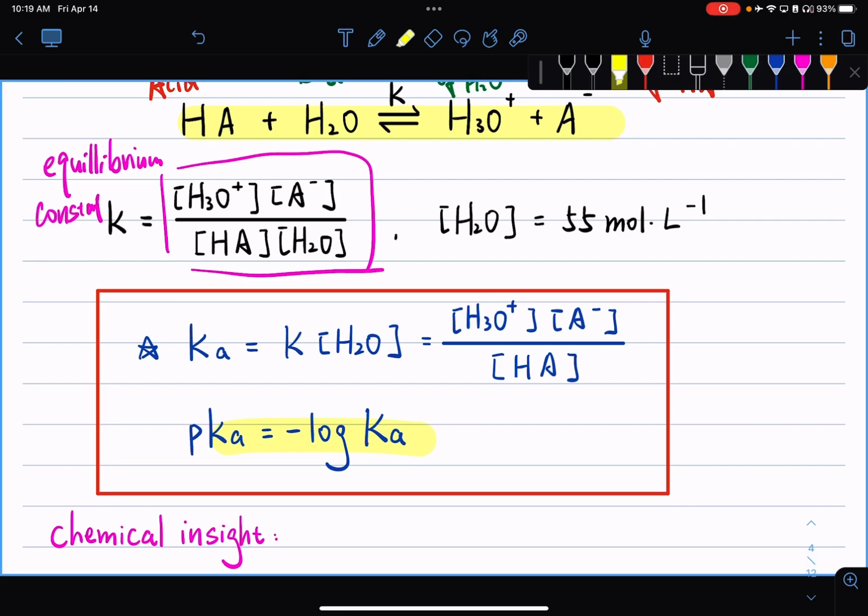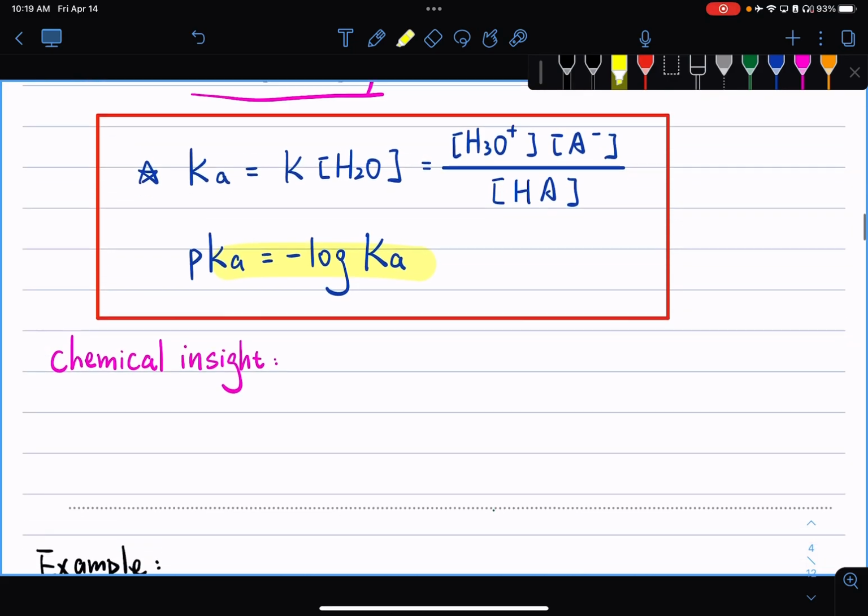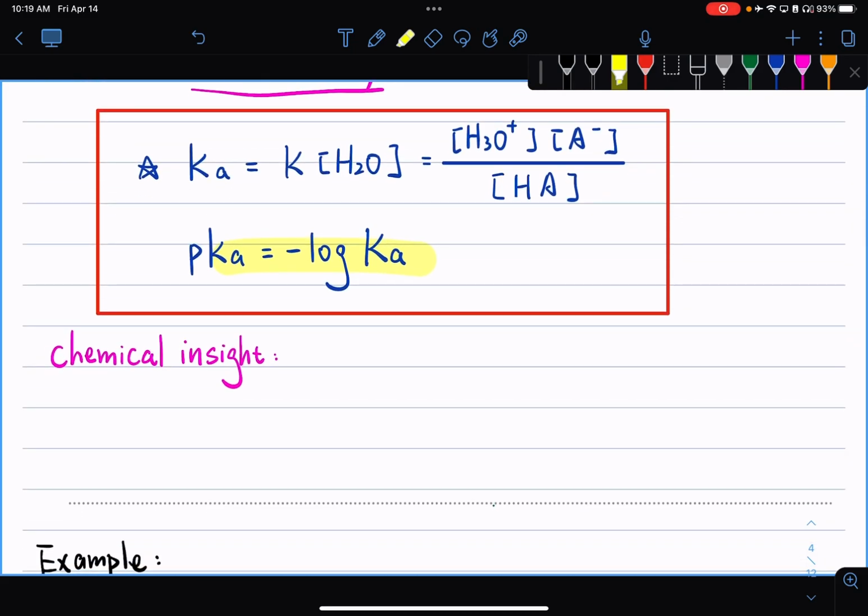All right, we will do some calculations together, but without doing any calculation, let's look at the chemical insight into pKa. What does pKa actually tell you? Let's think it through. If we have a smaller pKa, it means we have a larger Ka value. This part of the logic is just based on the mathematical equation, pKa equals the negative logarithm of Ka.